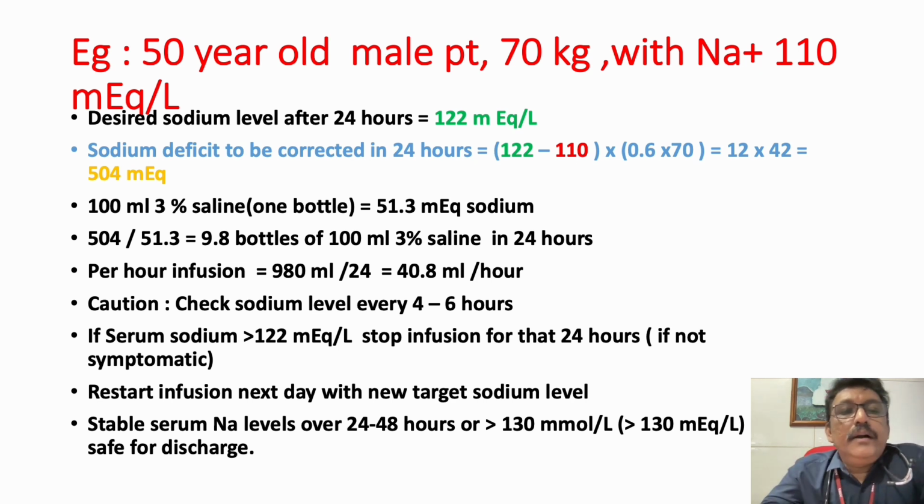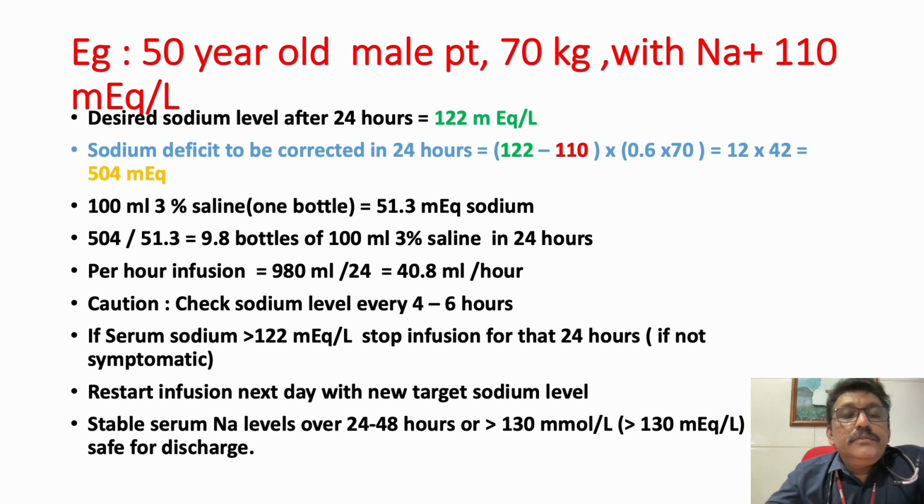So we will calculate the sodium deficit for 24 hours, that is 122 minus 110 into 0.6 into 70 kg. So that will give 504 milliequivalents. If it is 504 milliequivalents, we need at least 1 liter of 3% saline, that is 10 bottles of 3% saline. So 100 ml of 3% saline has 51 milliequivalents of sodium. So 504 by 51 will give 9.8 bottles, around 10 bottles we have to give. So you can slowly correct the fluid over 24 hours.